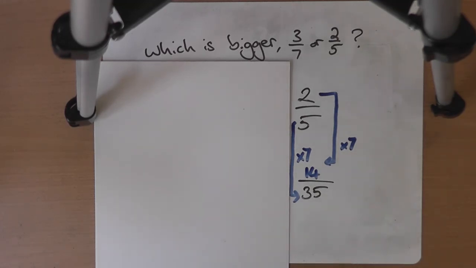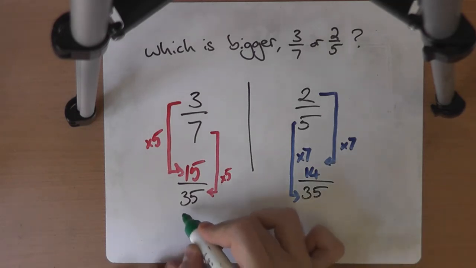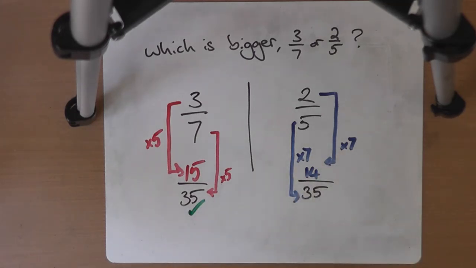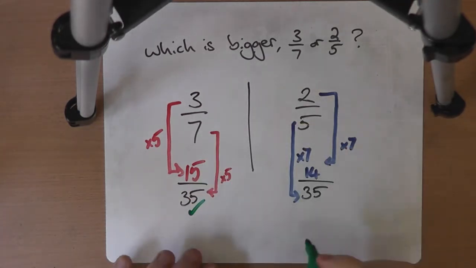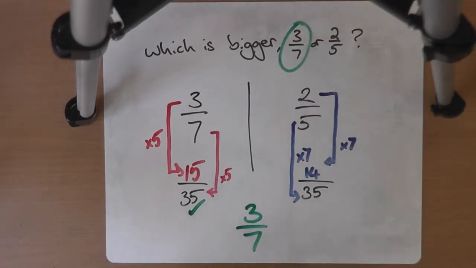Because now, if I look at the two equivalent fractions I've found, 15 out of 35 and 14 out of 35, we can make a comparison between them. Which of those two is bigger? Well, 15 out of 35 is bigger than 14 out of 35. So which of the two fractions is bigger? Well, if the 15 out of 35 is bigger, the 3/7 must have been bigger, and our answer then is 3 out of 7 must have been bigger. And we've proved it using equivalent fractions.